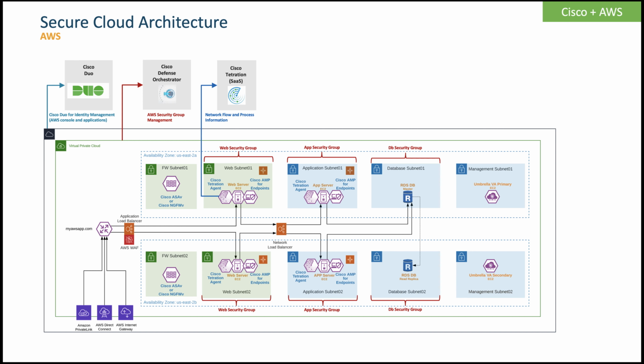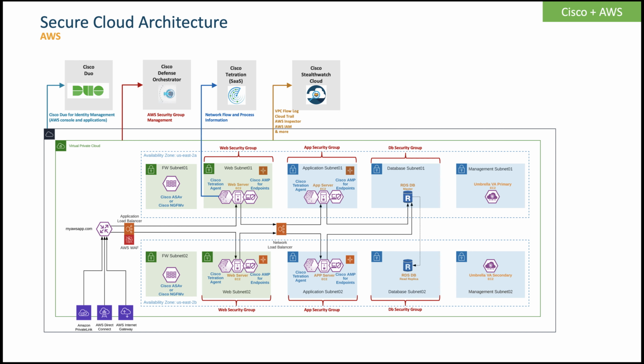Cisco Tetration SaaS is another offering where you get your Tetration agents. You can install those agents on your workloads. You can run Tetration agents in visibility mode, or you can put them in enforcement mode as well. Using Tetration, you can enable micro-segmentation, and the Tetration agent will forward network flow and process information to the SaaS Tetration cloud. So you can create your policies based on the flows that you see in your virtual private cloud.